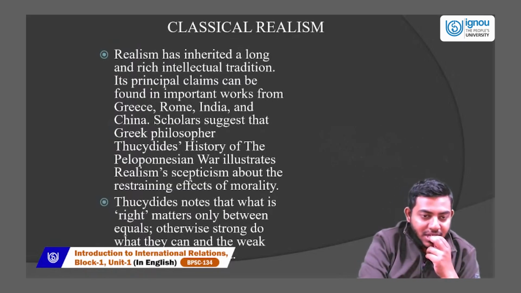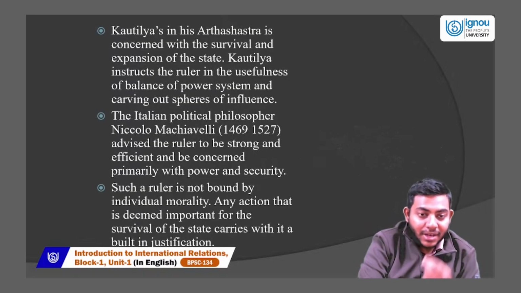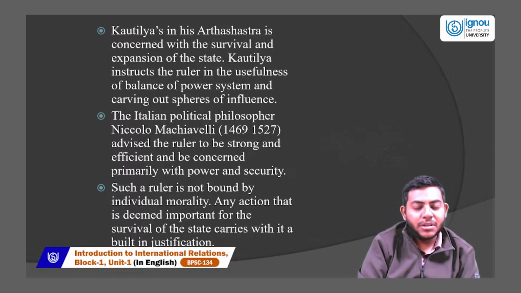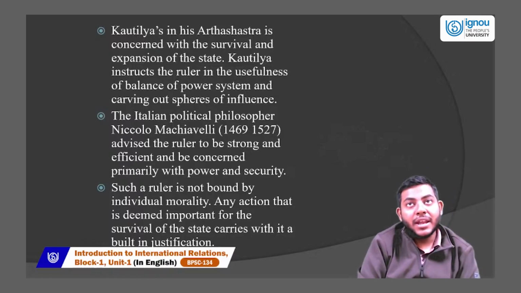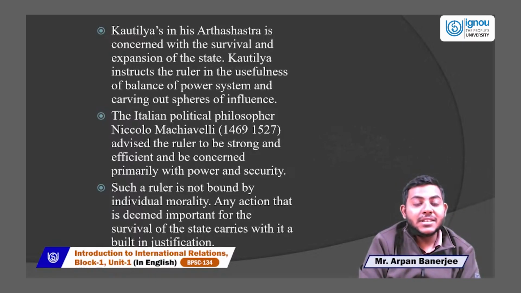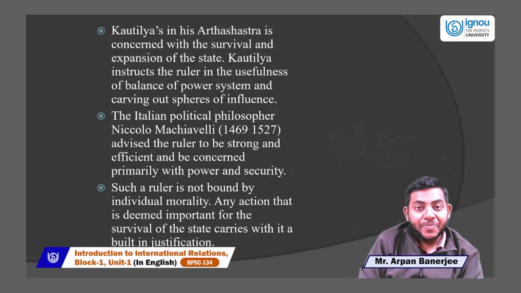So we have discussed Thucydides' History of the Peloponnesian War. Also, Niccolo Machiavelli advised the ruler to be strong and efficient and be concerned primarily with power and security, in his book The Prince, as well as Discourses on Livy and The Art of War. Kautilya's Arthashastra is also concerned with the survival and expansion of the state. He gives the 4 upayas for the king, Sam, Dam, Bhed, Dand, and also he talks about the Mandal theory, which advises the king whom to form alliances with and whom not to form alliances with.